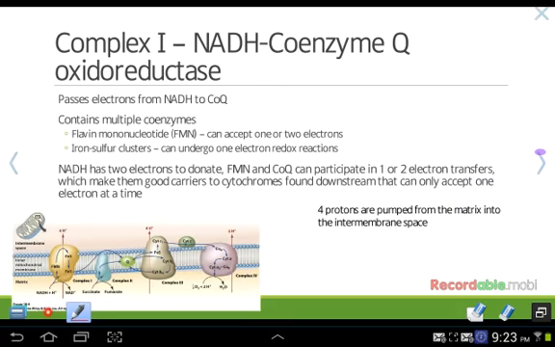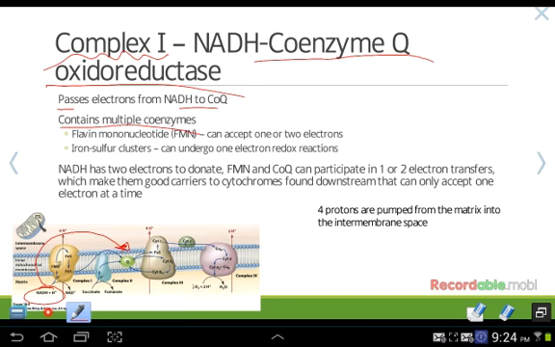All right, so complex 1, let's take a deeper look. This is the first complex in the electron transport chain. It's also called NADH coenzyme Q oxidoreductase. So obviously from its name, you can tell that complex 1 passes electrons from NADH to coenzyme Q. It does this through its multiple coenzymes.